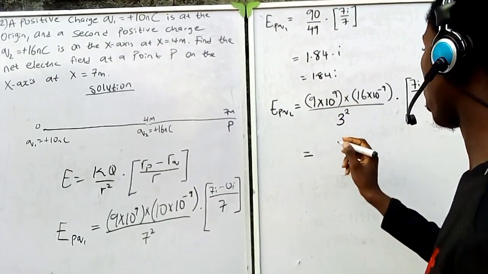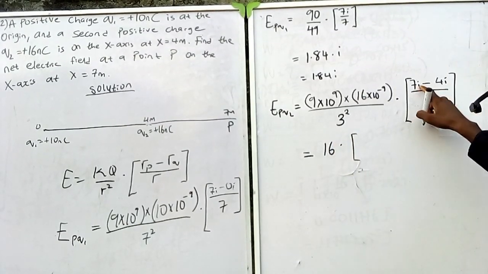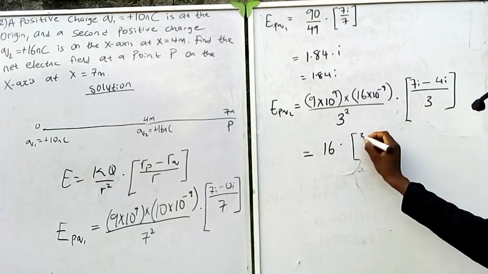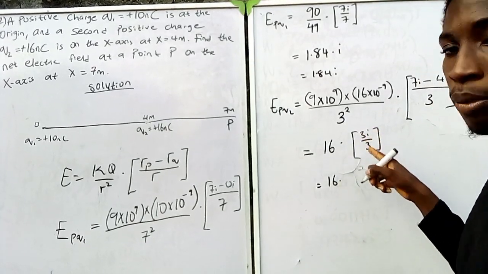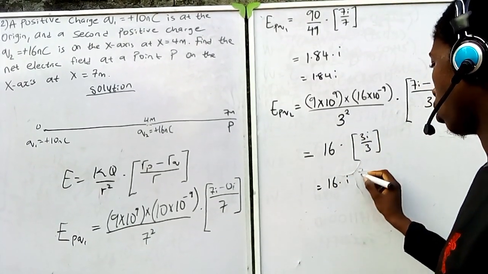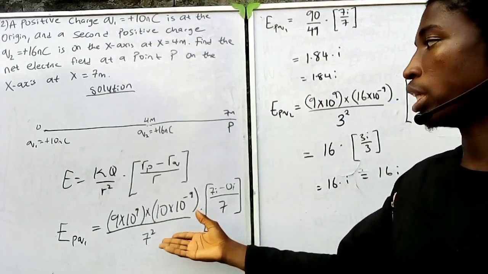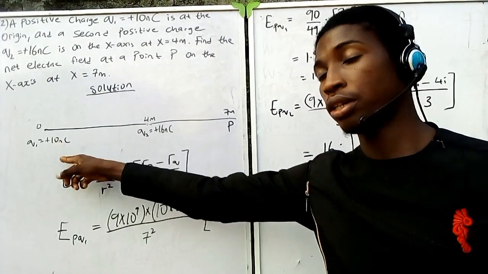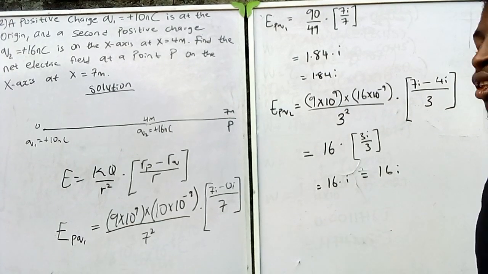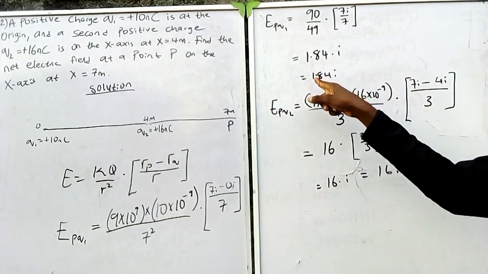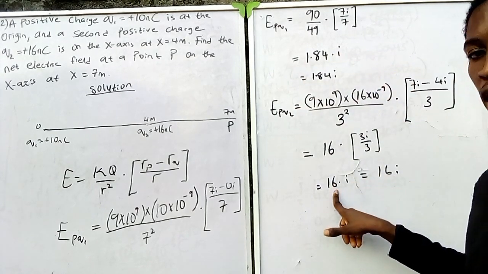So if I do the multiplication, I'm doing everything at once, so I should have 16 here. 16 multiplied by 7i minus 4i, which is 3i, over 3. This is 16 times 3i divided by 3, which is just i. So 16 times i is 16i. So now this is the electric field that P felt from charge Q1, and this is the electric field that P felt from charge Q2, 16i. The net electric field is the sum of the electric field that P felt from charge Q1 and the electric field that P felt from charge Q2.